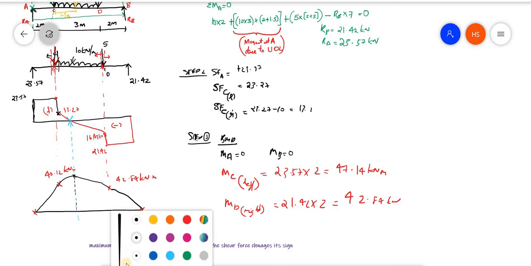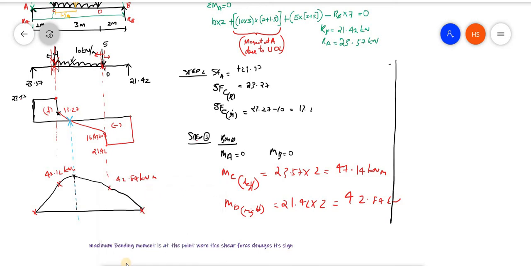So I have to find out the maximum bending moment. In order to find out the maximum bending moment, first of all I have to find out the point. So here I am just choosing this point. I don't know this distance, so it is taken as x. I have this distance of 2 meters, but this distance I don't have. I just took an arbitrary value. Now I am going to find out.